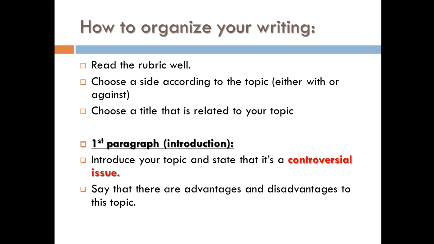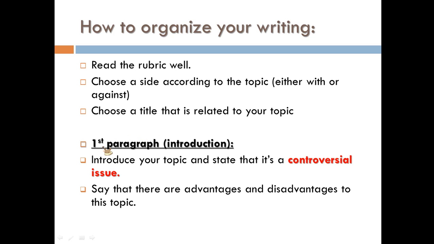So here you have to choose a side. You're either with the pros or with the cons. You're either with drinking cola or against drinking cola. You have to choose your side from the beginning. And of course, number 3, you have to choose a title that is related to your topic. Again, for example, if my topic is about cola or fizzy drinks, my title cannot be, for example, watching TV. So it has to be related to the topic that I'm going to discuss in my writing. Okay, so this is before you start to write.